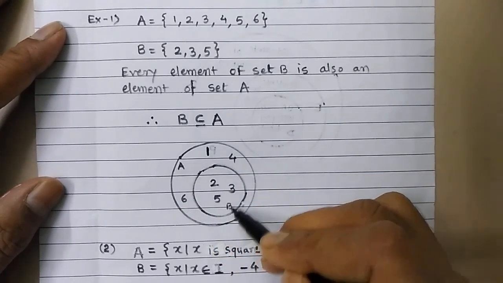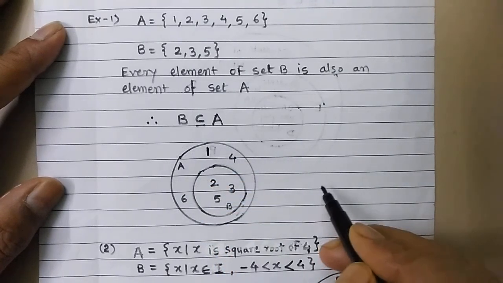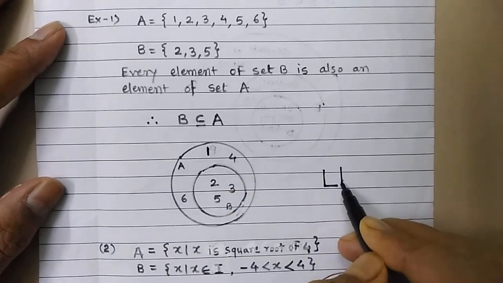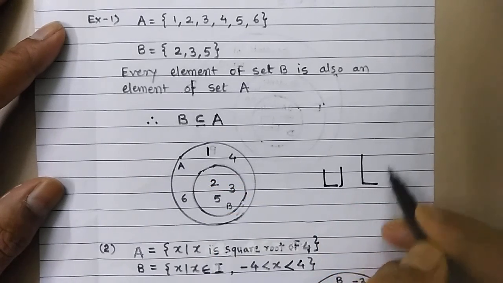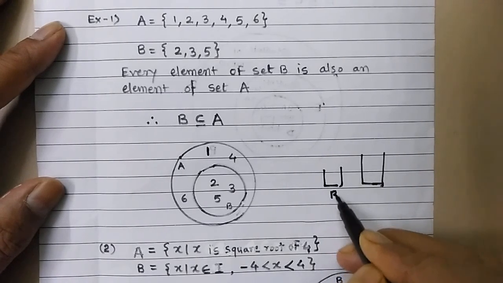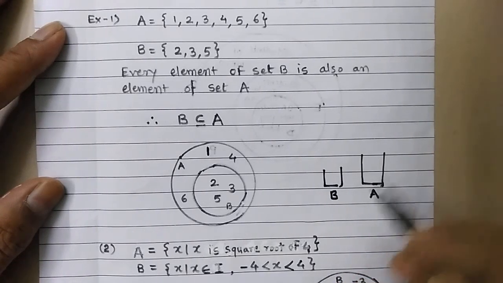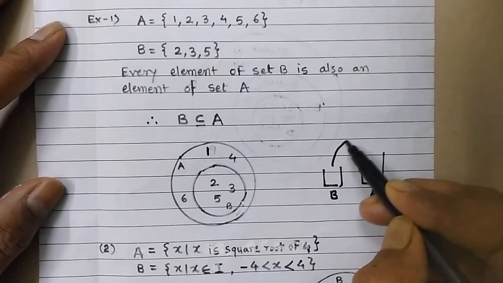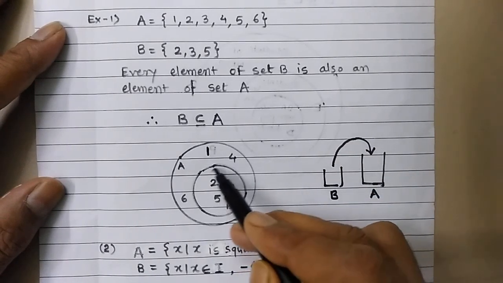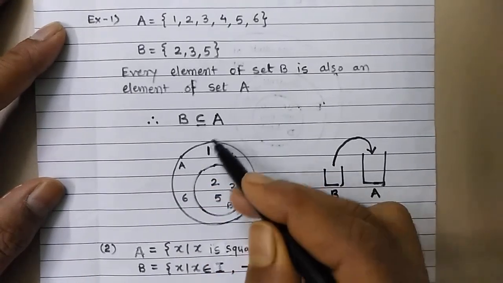That means B can be placed in bigger set A. Same like this, suppose a small tin and a bigger tin are here. Now I am giving the name B to the smaller tin and A to the bigger tin. Yes, this smaller tin can be easily placed in the bigger tin. Same like this, a smaller set can be placed in a bigger set.